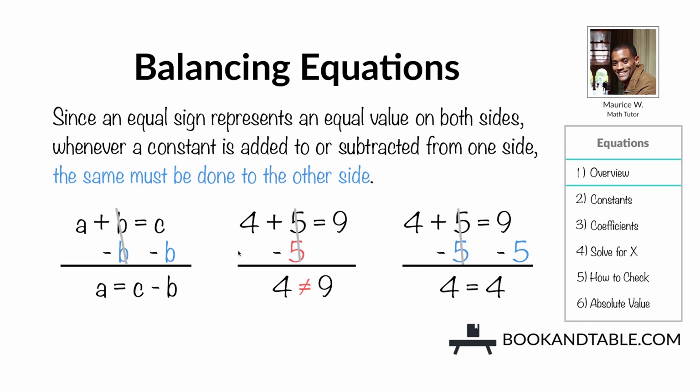Now, before we get to how to solve these, I first want to discuss balancing equations. Since an equal sign represents an equal value on both sides, whenever a constant is added to or subtracted from one side, the same must be done to the other side.